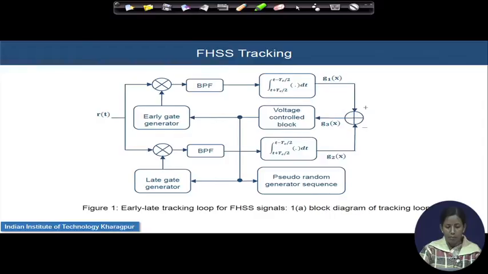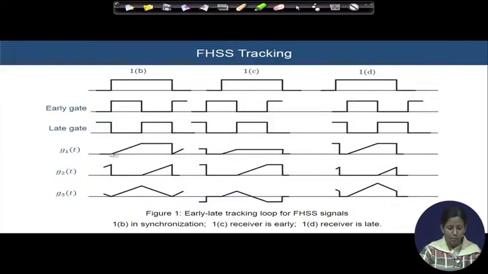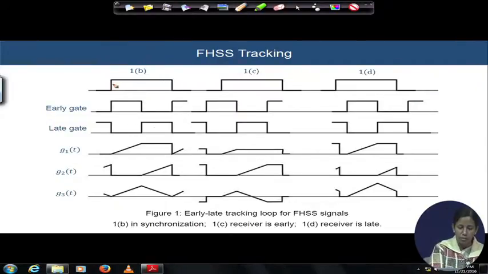And remember what is happening, if we understand like this. So, this was the early gate, half Tc, this is Tc by 2. Let us start the explanation once again. Here I draw the figure like this. This was the Tc, this was my Tc by 2 period, this is another Tc by 2 period for the late gate.